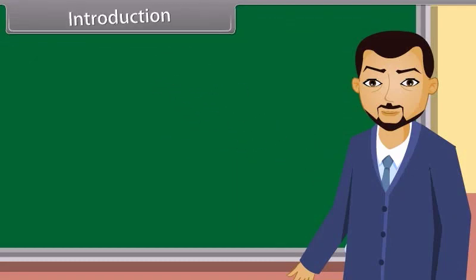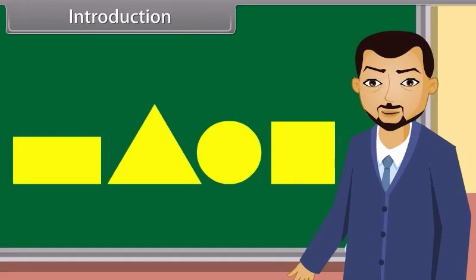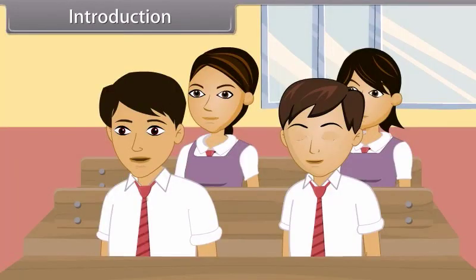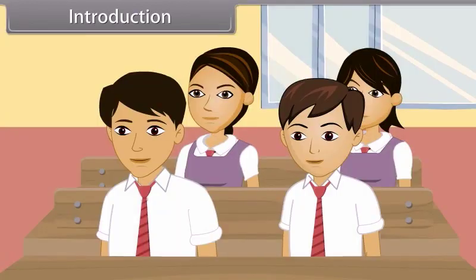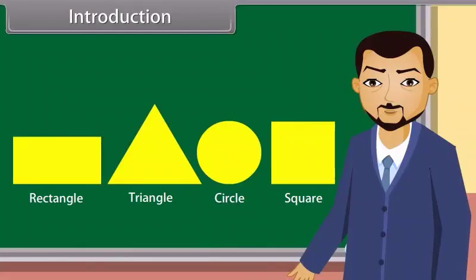Introduction. I will draw some shapes on the blackboard. You have to tell me their names. This is a circle. And this is a rectangle. This is a triangle. And this is a square, sir. You know that all these figures are the plane figures.